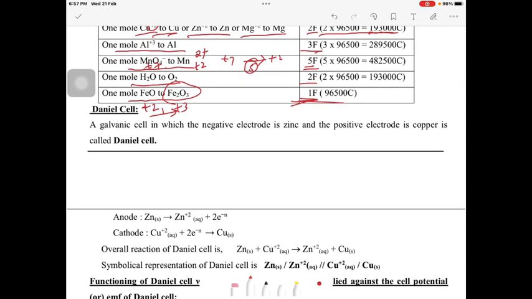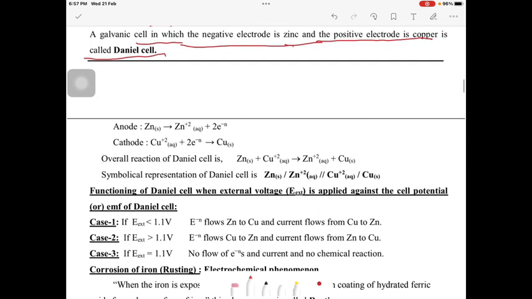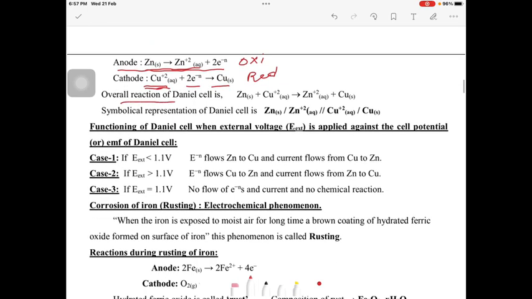Daniell cell: a galvanic cell in which the negative electrode is zinc and the positive electrode is copper is called a Daniell cell. At the anode, zinc undergoes oxidation; copper undergoes reduction. Zinc loses 2 electrons and converts to Zn2+. Copper gains 2 electrons and converts to Cu. Overall reaction of the Daniell cell: Zn + Cu2+ gives Zn2+ and Cu.